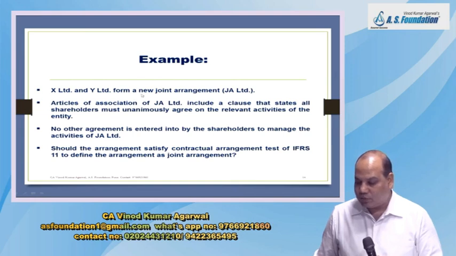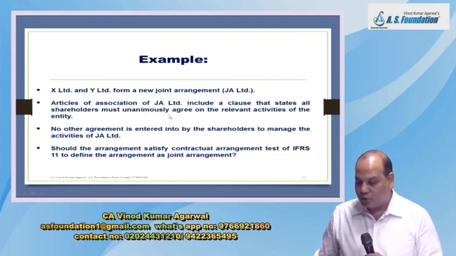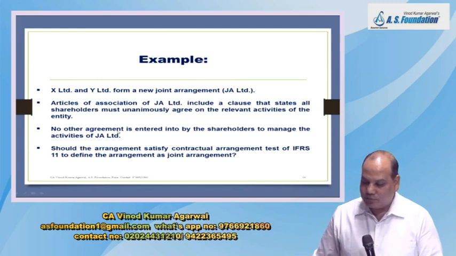Now, here they have not mentioned anything in their agreement, but it is the Articles of Association, that is the charter of the company, the rules and regulations for internal management. There is a clause included that all shareholders must unanimously agree on the relevant activities of the entity. No other agreement is entered into by the shareholders to manage the activities of JA Limited. Here there is no specific contractual arrangement, but the AOA mentions unanimous agreement.